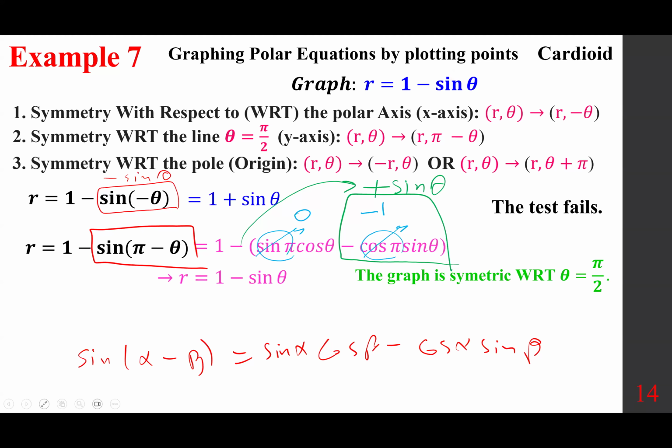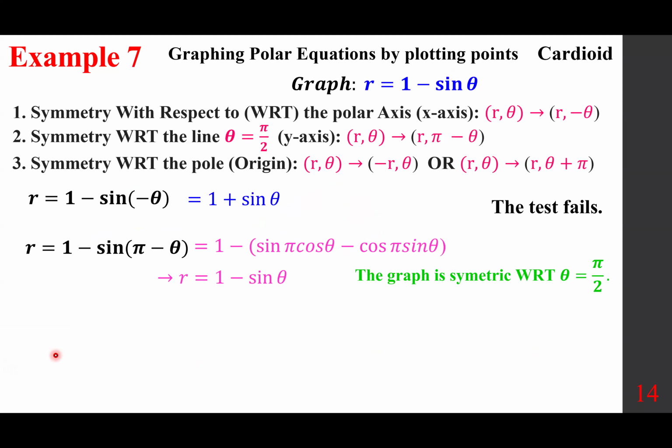Let me erase my work. So we checked with the first one, it didn't work. With the second one, it did. We're going to work with the last one. So we are going to replace the r with negative r. And to make this into r, we're going to multiply both sides by negative. This becomes positive. This becomes negative. This becomes positive. And obviously, that didn't work. They are not identical. Are they identical? No. Okay.